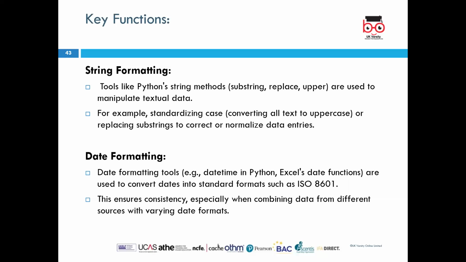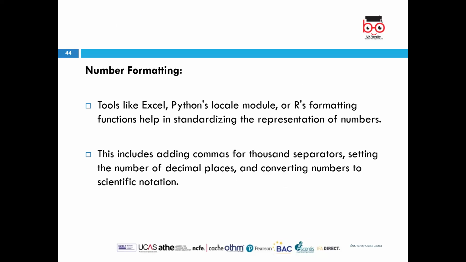Date formatting, where with date functions in Python or Excel, these are used to convert data into standard formats such as ISO 8601. Number formatting, so tools like Excel and Python have formatting functions, helping standardize the representation of numbers.